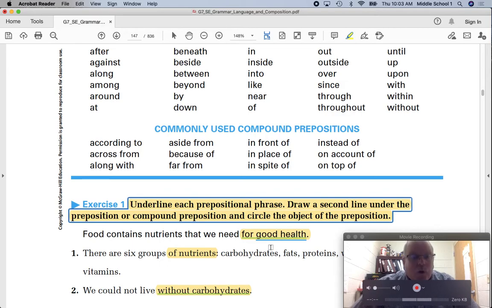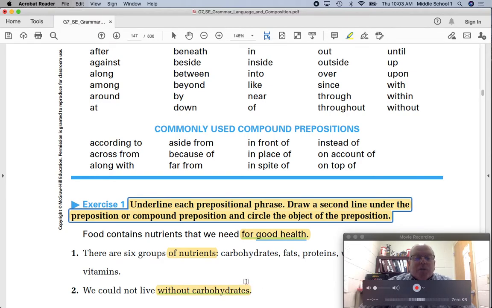In sentence number 1, there are 6 groups of nutrients. In this sentence, of is the preposition, nutrients is the object of the preposition. We could not live without carbohydrates. In sentence number 2, the preposition is without, and the object of the preposition is carbohydrates.